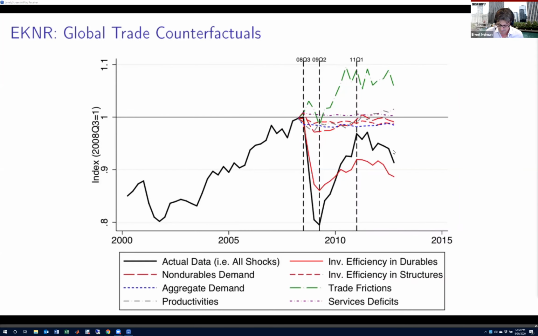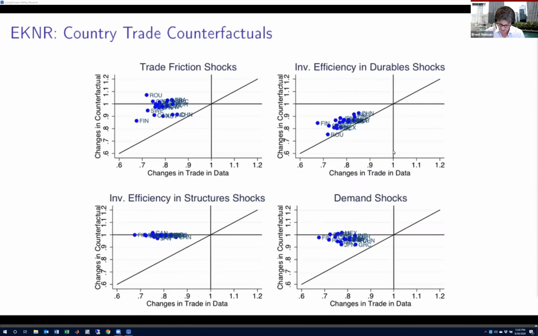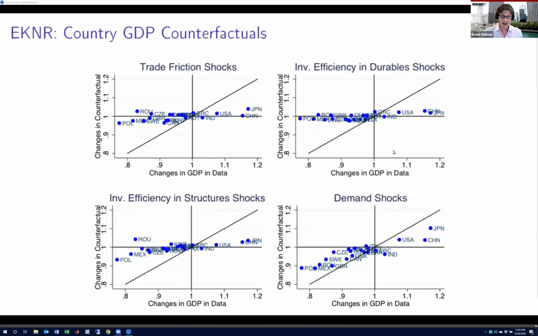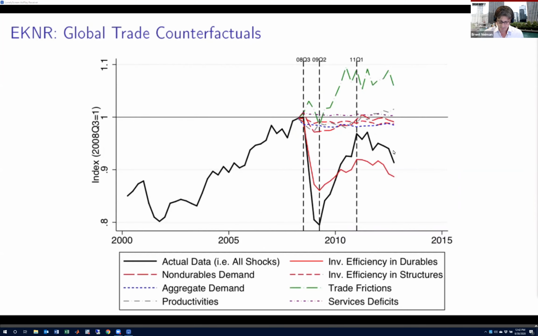I'll wrap up by just showing a few counterfactuals where what we do is we run the model only inputting a certain subset of shocks. Actually, let me skip this and jump to this one. Well, sorry, let me go back. This plot is meant to show what if we only input into the model certain sets of shocks one by one. For instance, the green line here says, what if we input into the model all the estimated trade friction changes that we extracted? The ones that I just showed you a little bit, for instance.